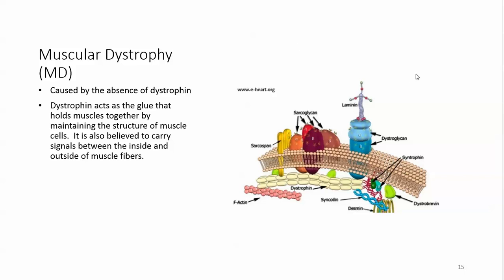Muscular dystrophy is caused by the absence of dystrophin. Dystrophin acts as the glue that holds the muscles together by maintaining the structure of muscle cells. It is believed to carry signals between the inside and outside of muscle fibers. It is involved in making contacts between muscle cells and the surrounding extracellular matrix. And there's a specific type of muscular dystrophy called Duchenne's muscular dystrophy, and that's X-linked recessive.